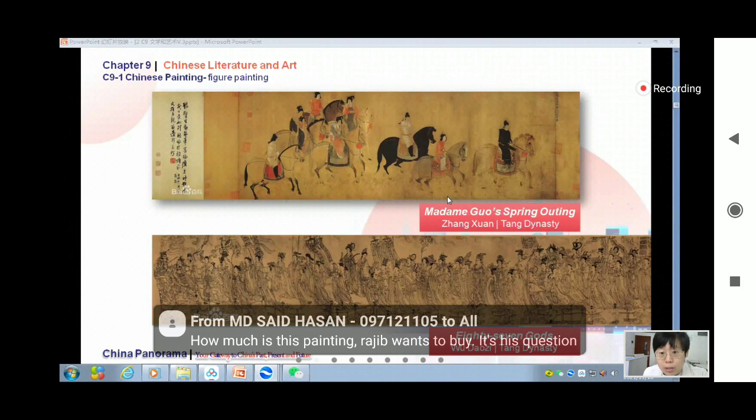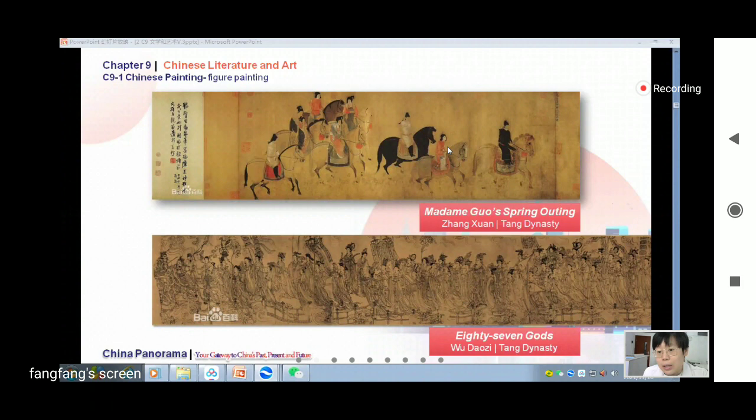We can have a look at the clothes, the horses, and it's very, very detailed. So the painters' skills were very high back in the Tang Dynasty. And also we can have a look at the figure. From the figure of the painting, we can know that in the Tang Dynasty, people were kind of chubby or kind of fat. And these are two examples of paintings from the Tang Dynasty.